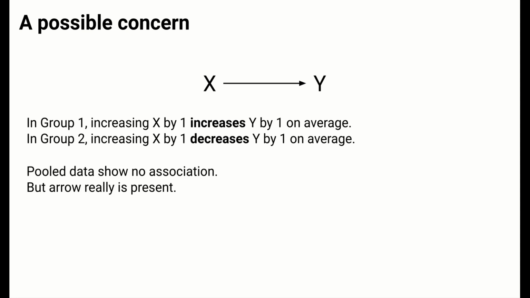When we collect and analyze data in this situation, we very well might not be aware of these two groups, and we would observe no association between X and Y because the effects in the two groups perfectly cancel out when analyzed as a whole. So we would have no reason to believe in an arrow between X and Y, even though it truly should be there.